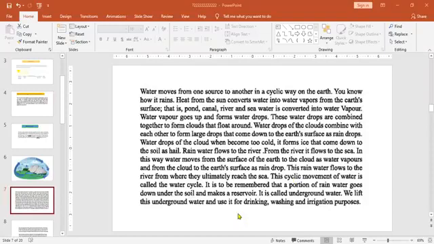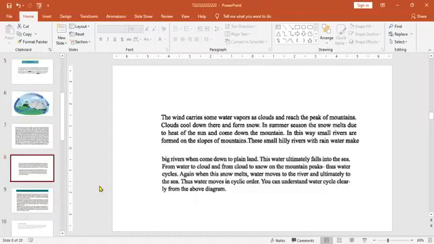It is to be remembered that a portion of rain water goes down under the soil and makes a reservoir. It's called underground water. We lift this underground water and use it for drinking, washing, and irrigation purposes. Therefore, the wind carries some water vapor as cloud and reaches the peak of the mountain.